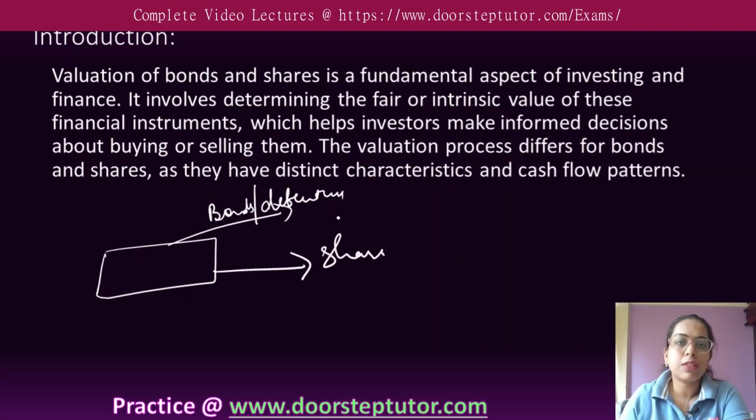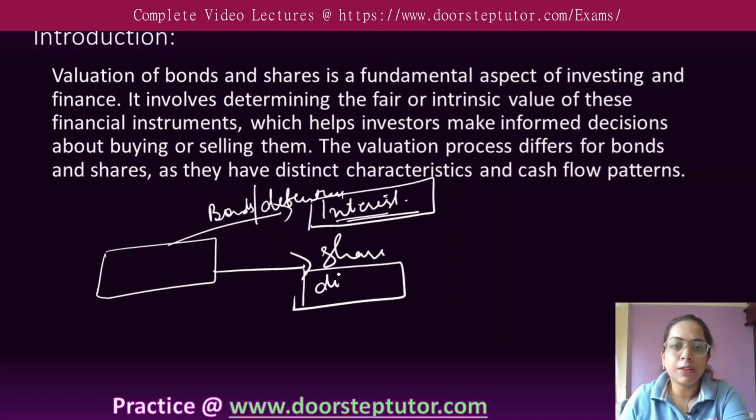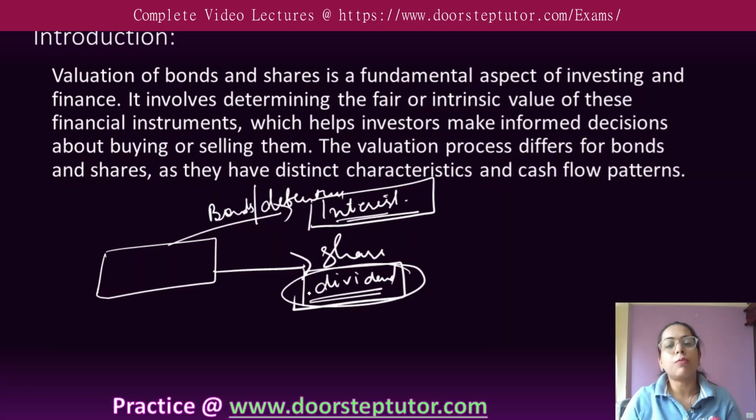On bonds and debentures, the company has to pay a fixed rate of interest, whereas on shares, the company pays dividend, and the rate of dividend is not fixed but fluctuating in the case of equity shareholders, but in the case of preference shares the rate is fixed. So let's discuss the case of bonds and debentures first.